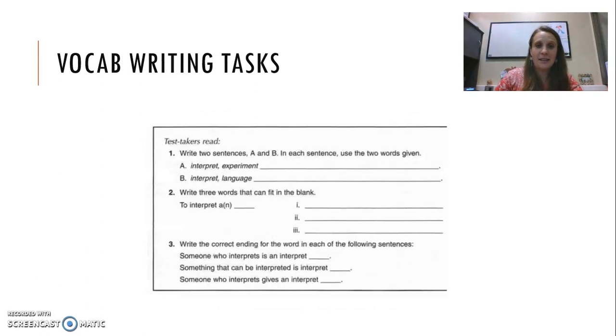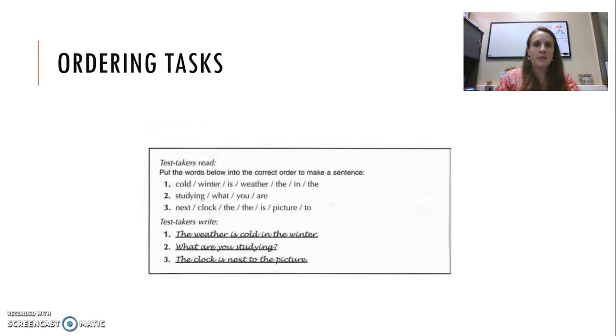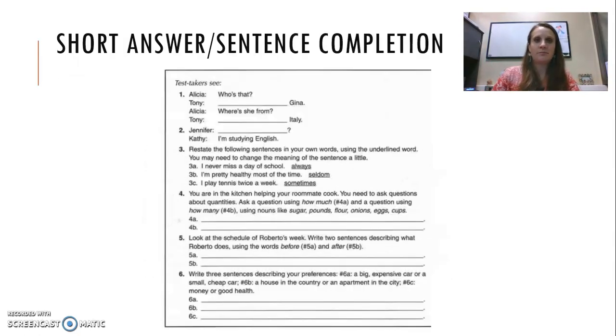Vocab writing tasks. So here they're given the words and they're asked to write a sentence using those two words. That's also intensive. Putting the words in the correct order. We do this a lot in the classroom. That's an intensive writing type of task. Again, meaning is not really the important thing here. They don't necessarily know what the meaning of the sentence is. They might or they might not, but they do know the order of verbs and nouns, adjectives, for example. Short answer sentence completion, when they're completing a dialogue here.